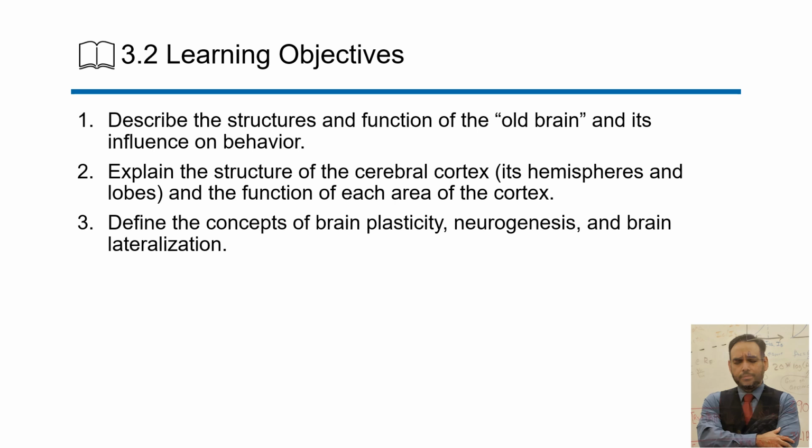All right, let's go ahead and move on to section 3.2. The learning objectives for 3.2 are to describe the structures and functions of the old brain and its influence on behavior, explain the structure of the cerebral cortex, its hemispheres and lobes, and the function of each area of the cortex, and define the concepts of brain plasticity, neurogenesis, and brain lateralization.